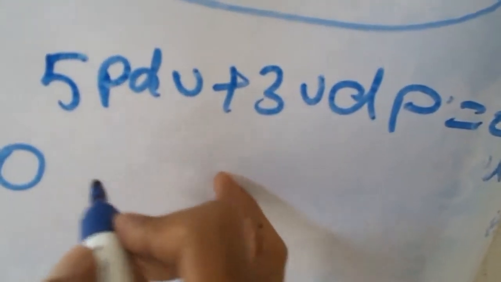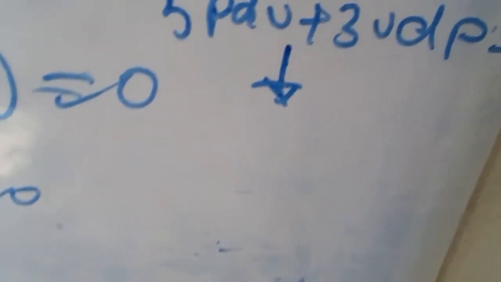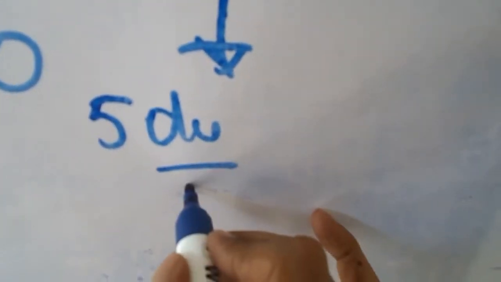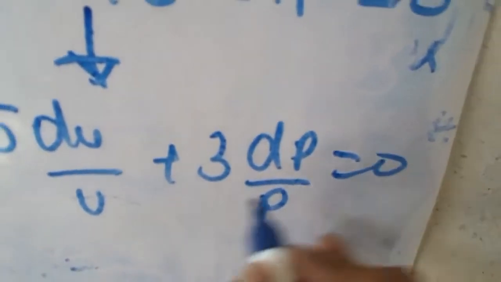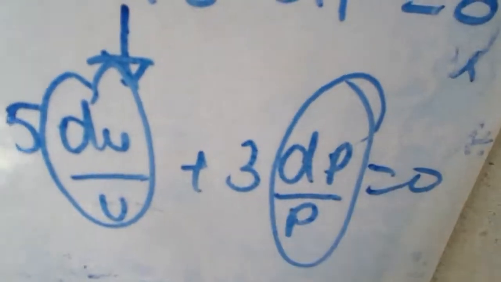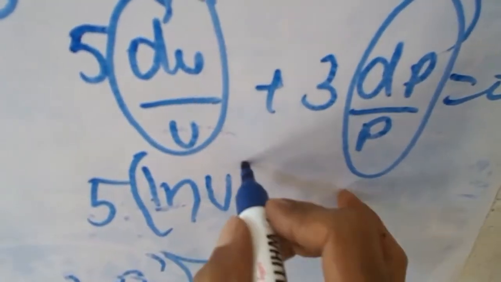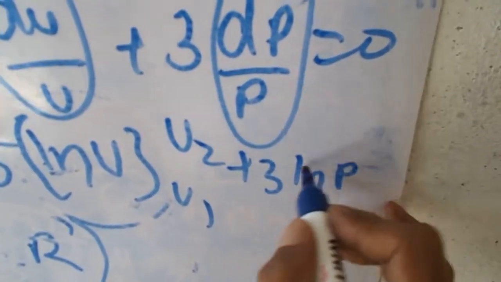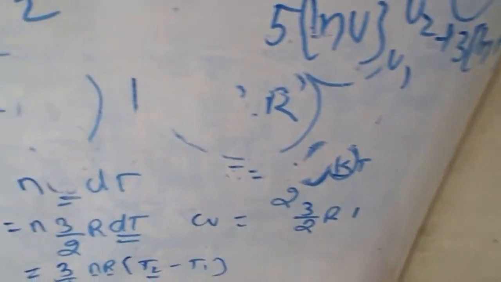If you arrange this again, you know what is the fundamental of mathematics? If you are not able to solve the question, modify the question. So let me modify it. It is your job to find how you can modify it. You can write this in this manner. And now I become the king. I know how to integrate this: 5 ln V from V1 to V2, plus 3 ln P from P1 to P2.